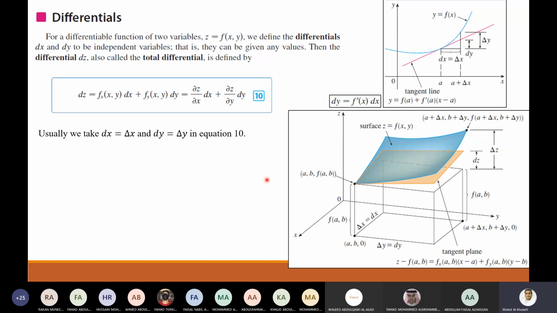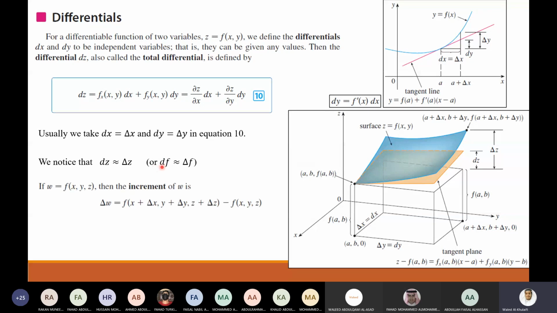So usually we take dx equal delta x, and here also, Shabab, we take dy equal delta y. Both of them we make equal. Then we approximate delta z by dz, or the change in f by df, the differential of f. We can take it as the difference in f. Of course, we want to find this, so it will be easier to find the differential.